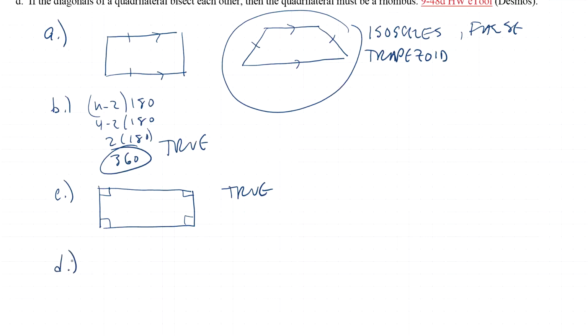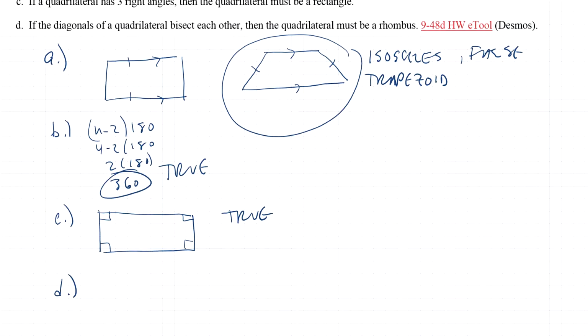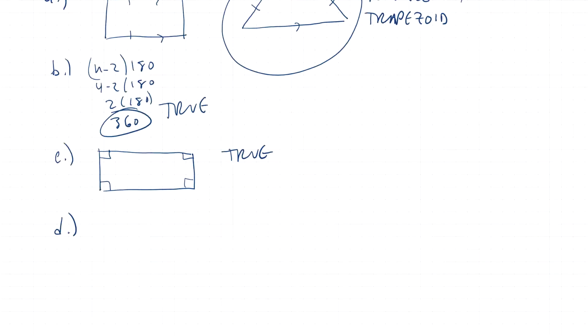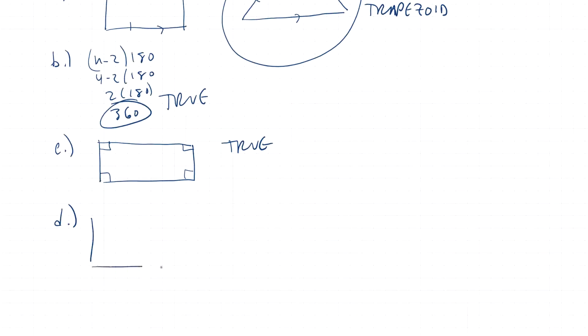And D says if the diagonals of a quadrilateral bisect each other, then the quadrilateral must be a rhombus. Okay, so if I have some parallelogram, so these two diagonals bisect each other, these diagonals bisect each other. This is a rectangle that I've drawn, and so in a parallelogram, the diagonals bisect each other. So in all parallelograms, diagonals bisect each other.